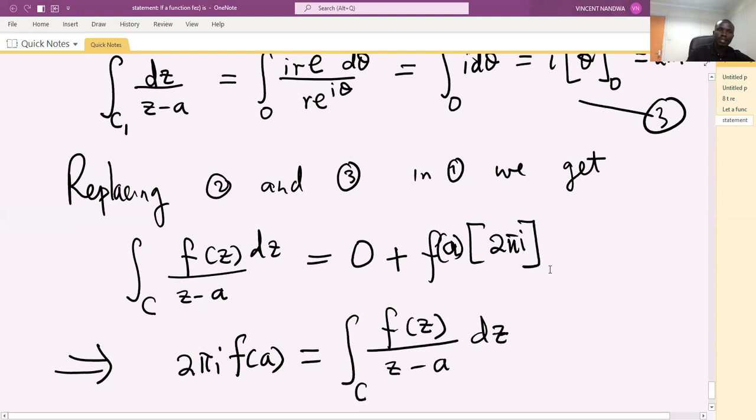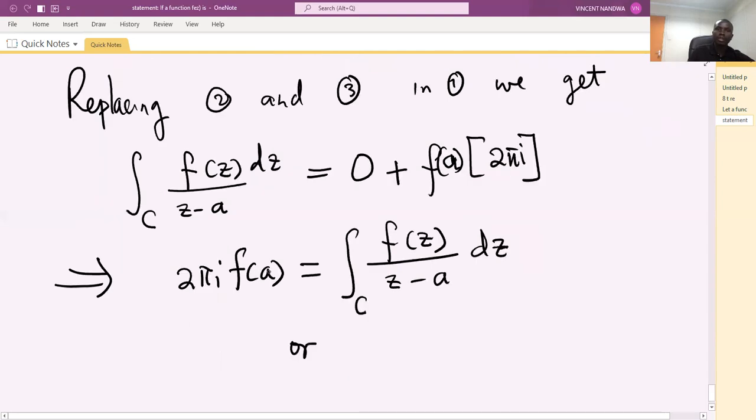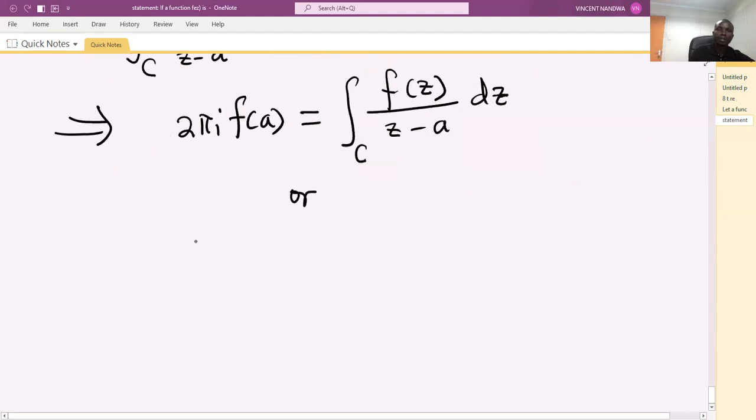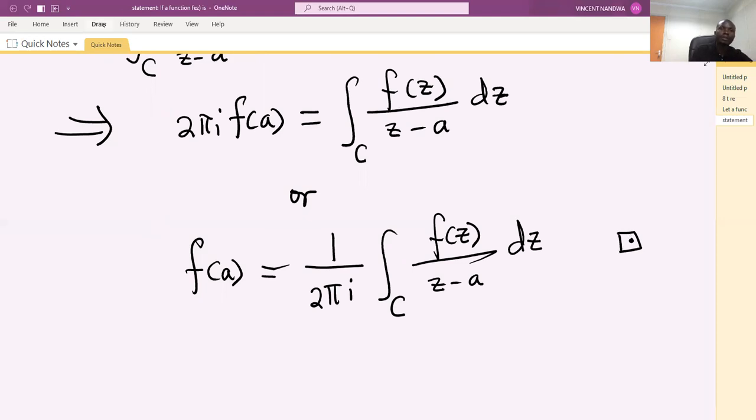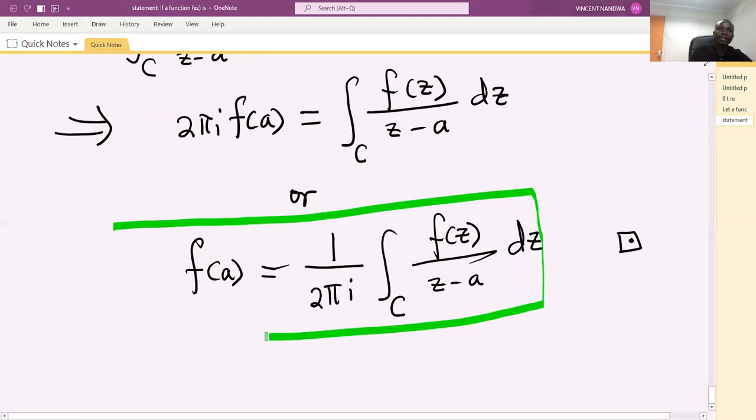Or you can rewrite it, making f of a the subject. We say f of a is given by 1 over 2 pi I, integral along C of f of z over z minus a dz. This proves the theorem that we stated, or the formula that we gave at the start of this session. So this is the Cauchy integral formula.